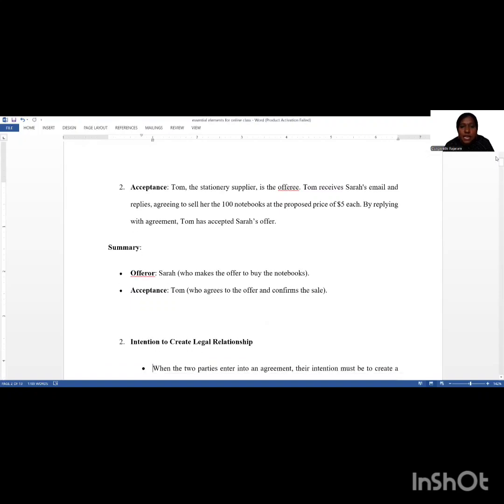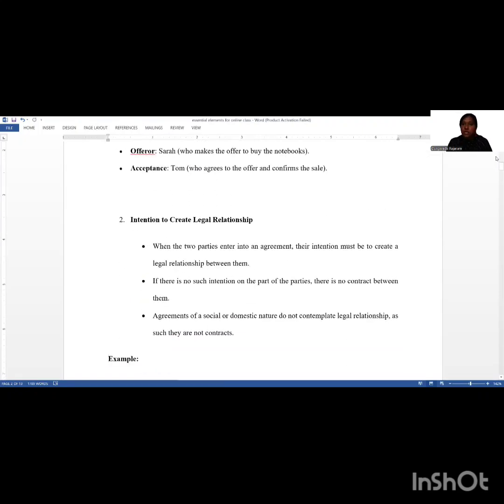The second one is intention to create a legal relationship. What is that? When two parties enter into an agreement, their intention must be to create a legal relationship between them. If any two parties enter into an agreement, there should be a legal relationship. There should not be any improper thing. For example, let us go to an example.